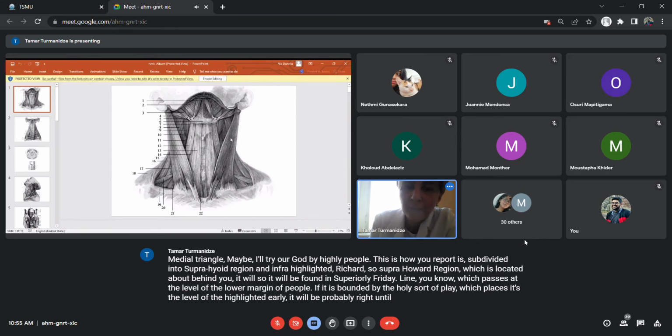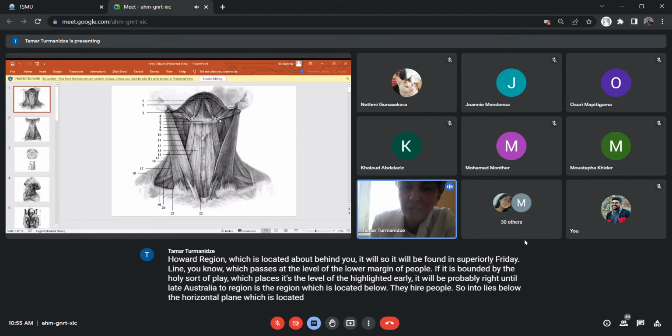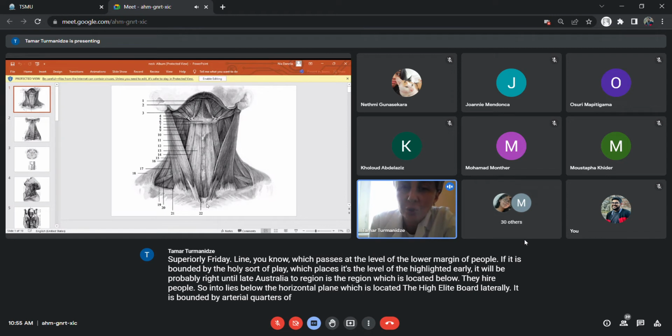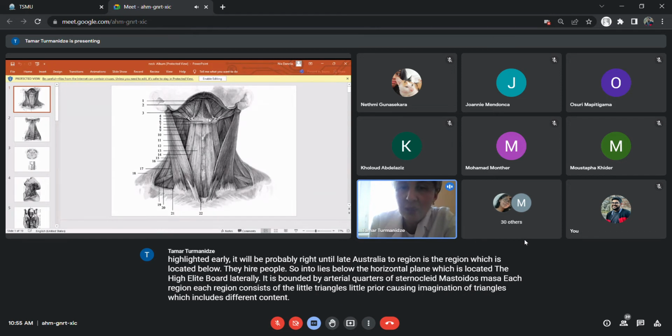Infrahyoid region is the region which is located below the hyoid bone, so it lies below the horizontal plane which passes at the level of the hyoid bone. Laterally, it is bounded by anterior borders of sternocleidomastoid muscle. Each region consists of little imaginary triangles, which include different contents of the neck region.